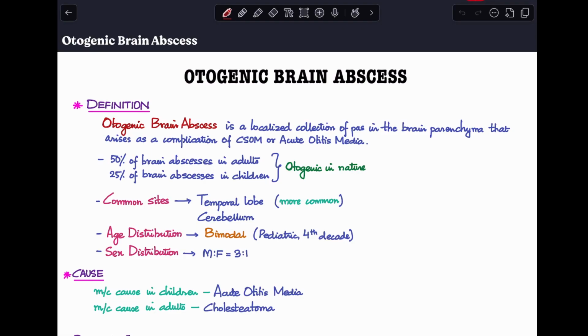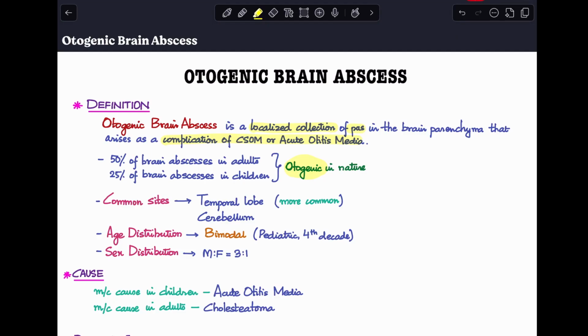Okay, so what is otogenic brain abscess? Otogenic brain abscess is a localized collection of pus in the brain parenchyma, and this occurs usually as a complication of CSOM or acute otitis media. Now, 50% of brain abscesses that we see in adults and 25% of abscesses that we see in children are otogenic in nature. Now, what are the common sites of otogenic brain abscess?